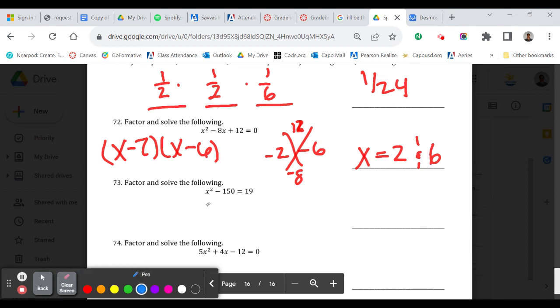Next, here we're going to add the 150 over, so x squared equals 169. Square root that, and x is going to equal positive or negative 13. So you have to do both.